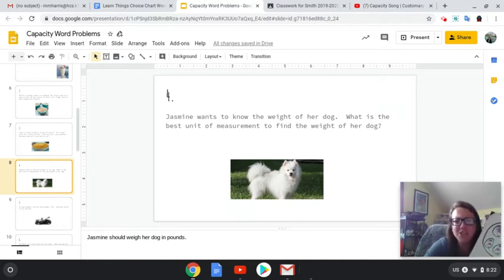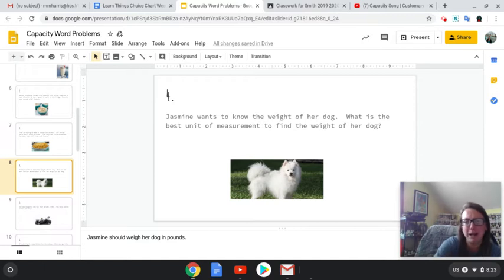Number 4, Jasmine wants to know the weight of her dog. What is the best unit of measurement to find the weight of her dog? Now, this isn't a capacity word problem. What is this? Yes, a weight word problem. What are those units of weight that we used? Ounces and pounds. What did we say we measure ounces? Was that for big things or small things? An ounce was for smaller things.